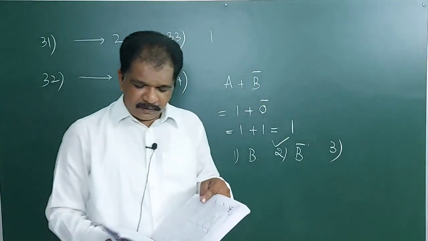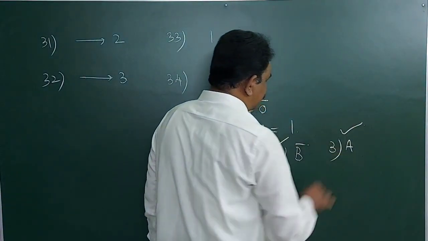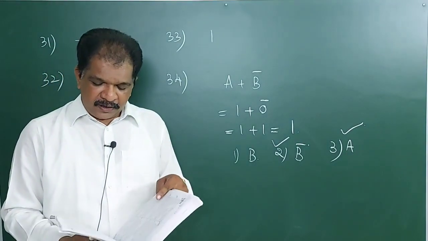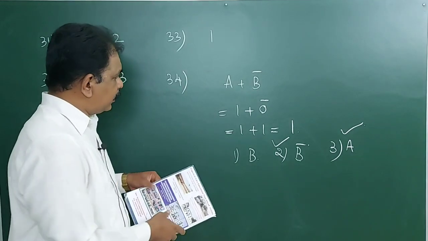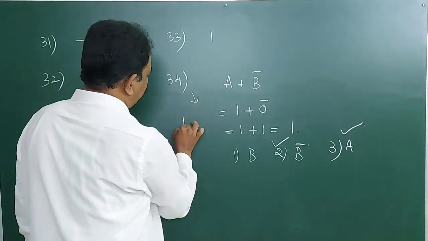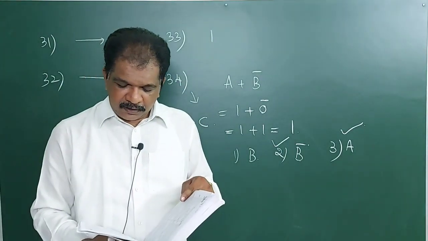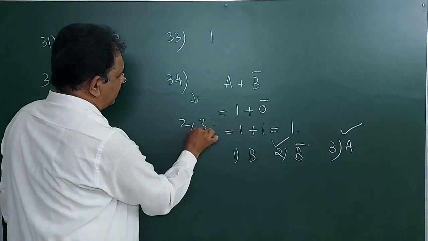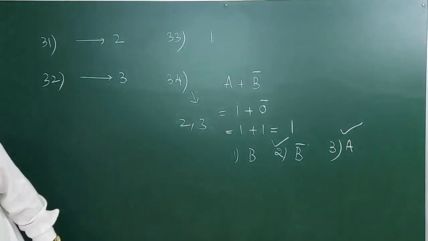The third option also has A. A is also 1, right? So this is also correct. So for this question, 2 answers will come. They gave additional marks at that year. For 34, both B and C will be correct. No, 2 and 3. The 2 and 3 options are correct for this. Okay. Next.